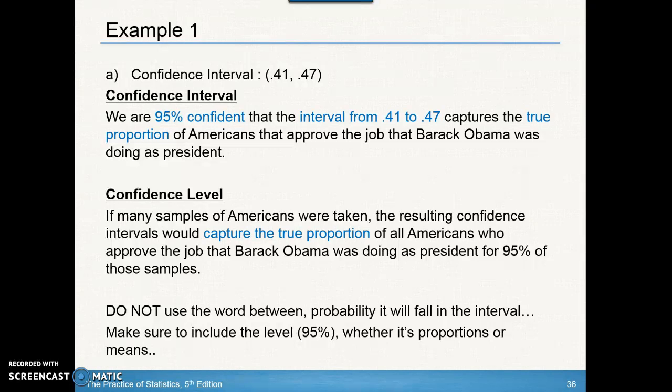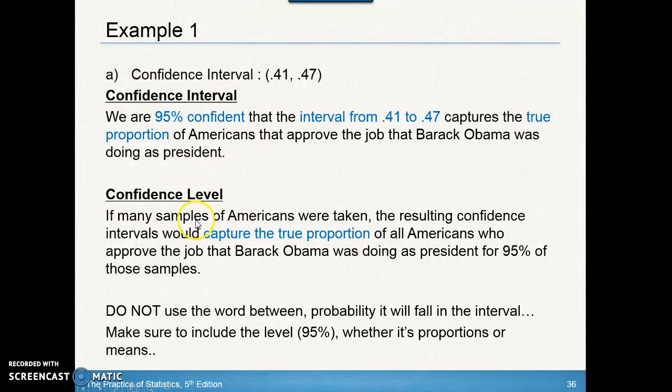The only time, I'm going to talk about this later down here, don't use the word between. You will see the word between, I just don't want you to get used to it. So we can say we're 95% confident that between the numbers 0.41 and 0.47 captures the true proportion of Americans, but just be wary of the word between. Okay, but I'll talk about that in a second.